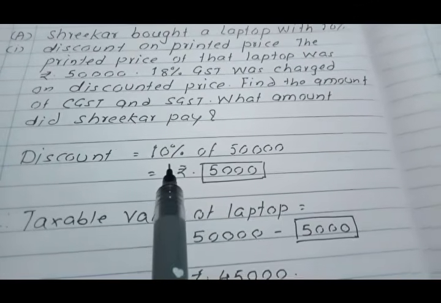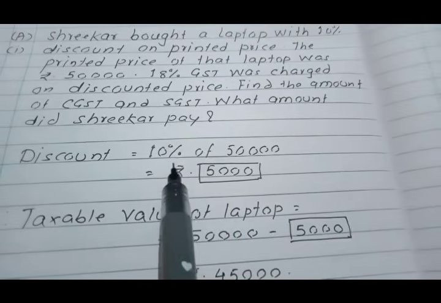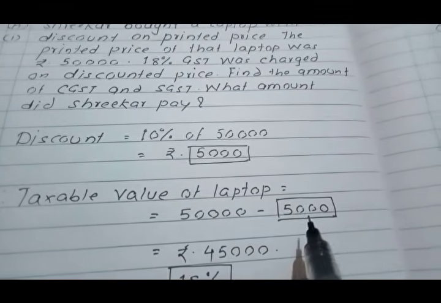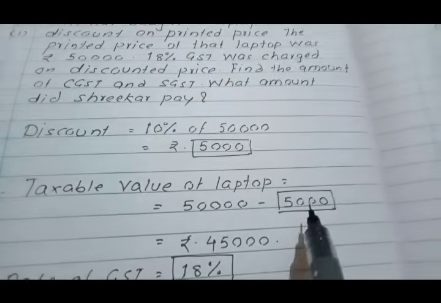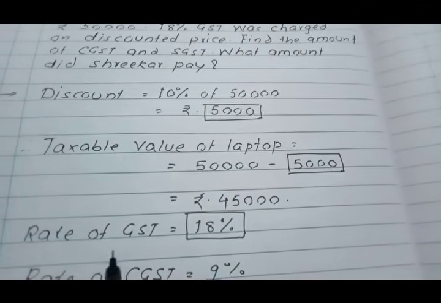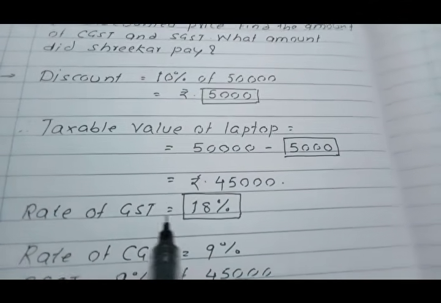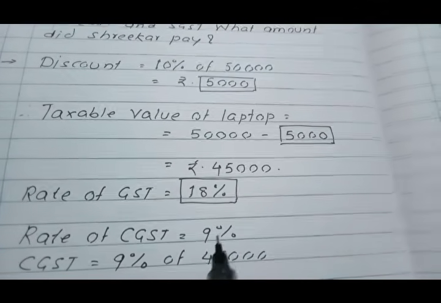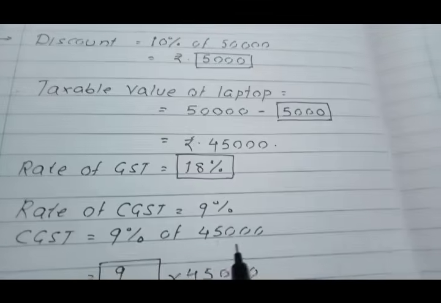Answer. Discount is 10% of 50,000, so 5,000 rupees. Tax value of laptop is 50,000 minus 5,000, so the answer is 45,000. Rate of GST is 18%. So CGST equals SGST, 18 halved is 9%. CGST is 9% of 45,000.